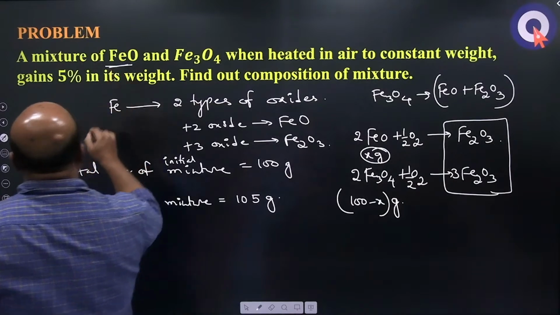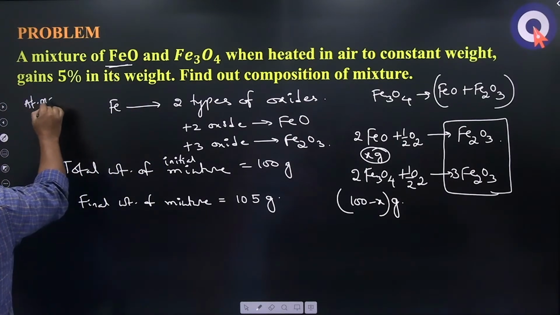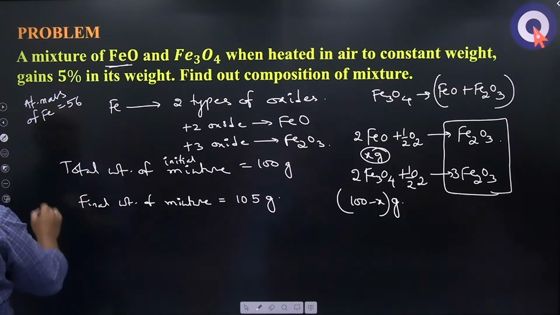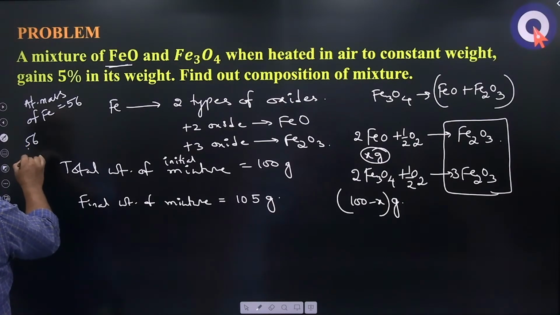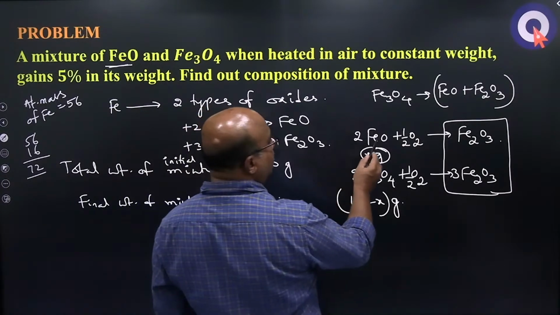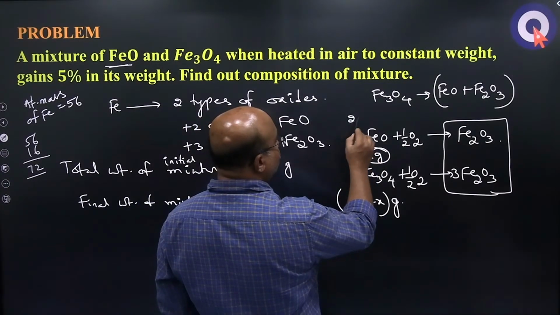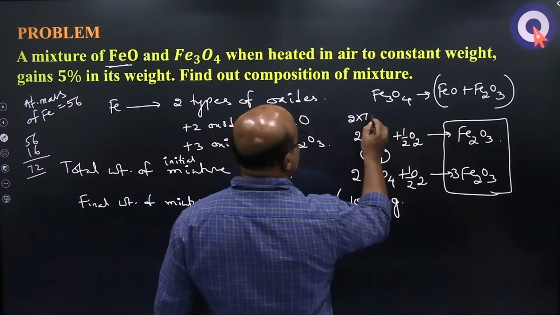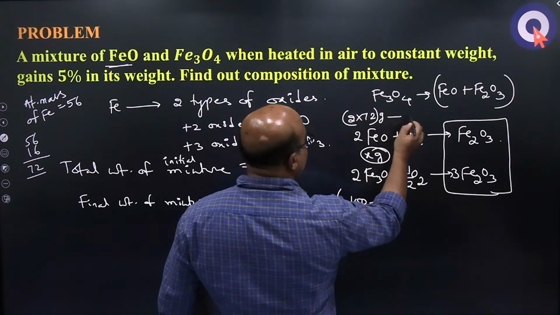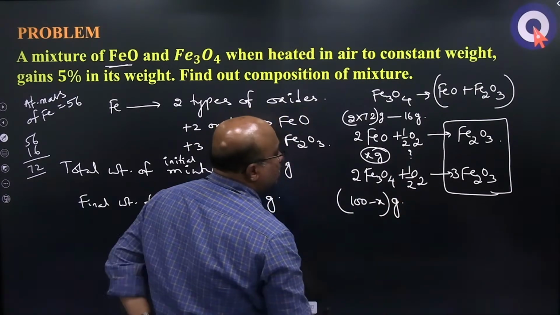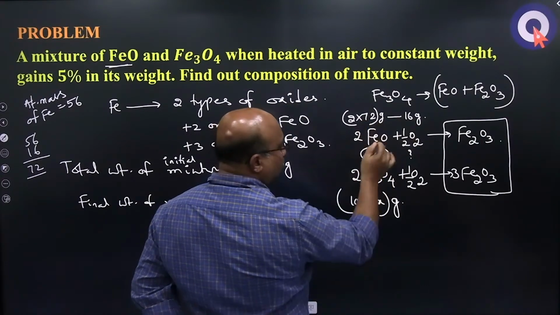The atomic mass of iron is 56. So what is FeO? 56 plus 16, that is 72. Here how much iron is reacting? 2 times 72 grams reacts with 16 grams of oxygen, half a mole. So how much oxygen will react here? That is 16x divided by this part.